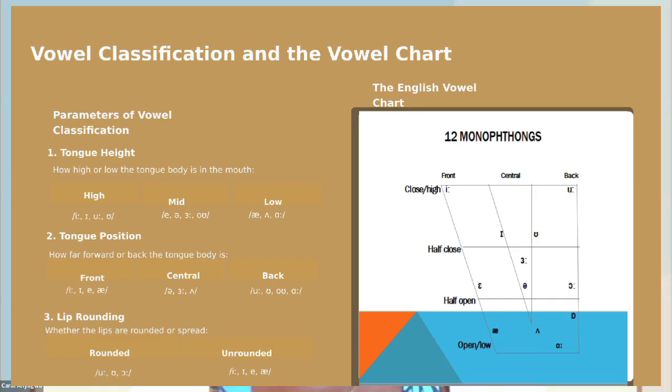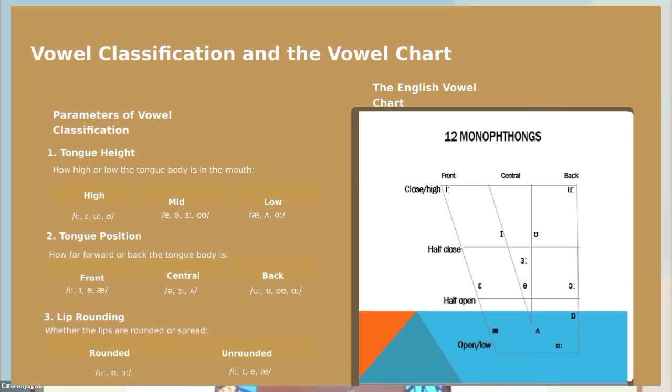Quickly, we look at the vowel classification parameters side by side with the vowel chart. And we have three parameters here. We have the tongue height parameter, which looks at the vertical distance between the tongue and the roof of the mouth in the course of producing each of these sounds. And because we have some vowels that are produced with the tongue raised close to the roof of the mouth, we have the category we call the high vowels. We also have the ones that are produced when the tongue seems to be at rest.